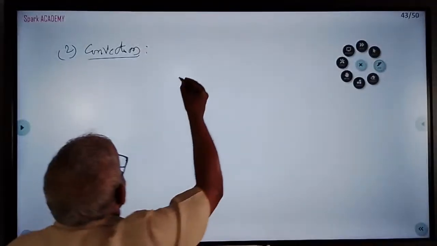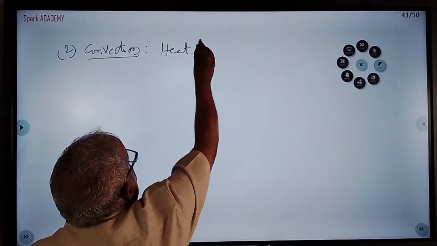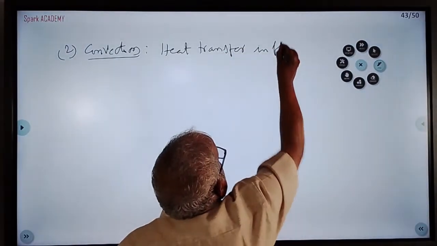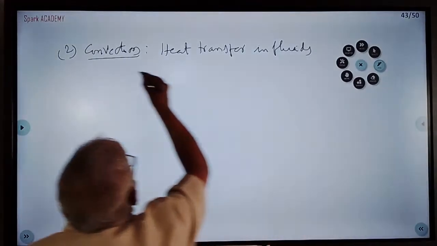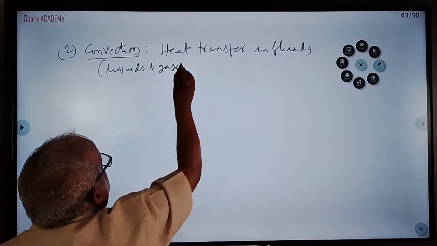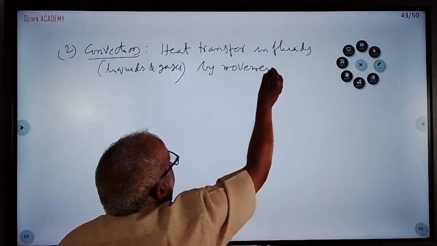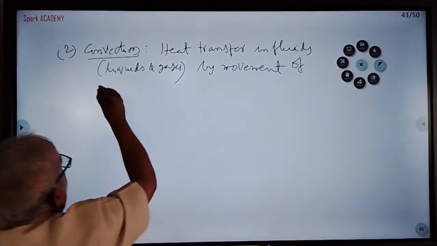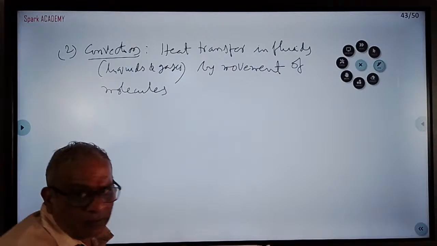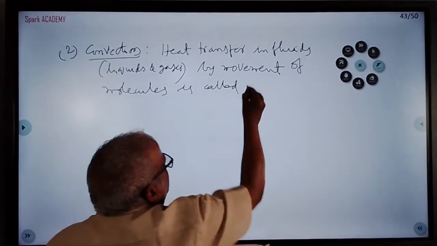For conduction and convection, a medium is necessary. Convection is heat transfer in fluids, meaning liquids and gases, by movement of molecules. In solids, we said it is without movement of molecules. Here you are telling by movement of molecules. This is called convection.